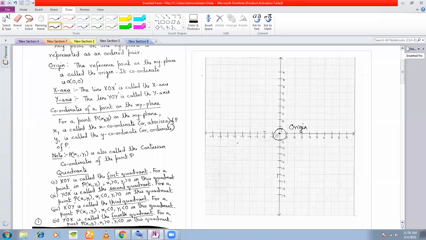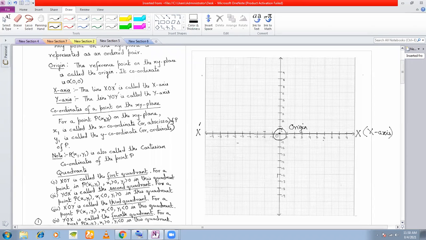This horizontal line that you have drawn here is called the x-axis. We write x here and we write x dashed here. This vertical line here that you have drawn is called the y-axis. You write y here and you write y dashed here.